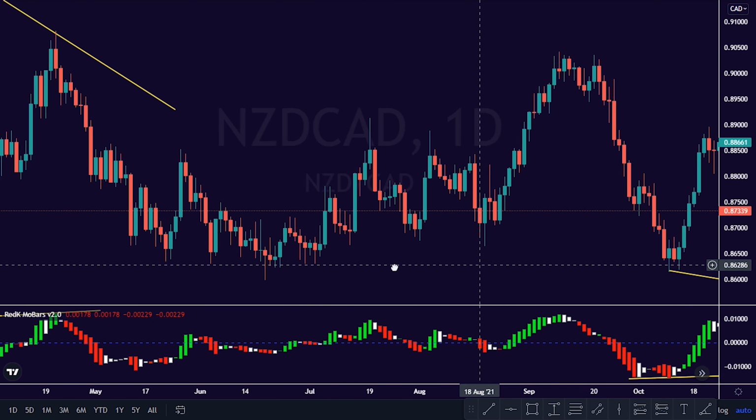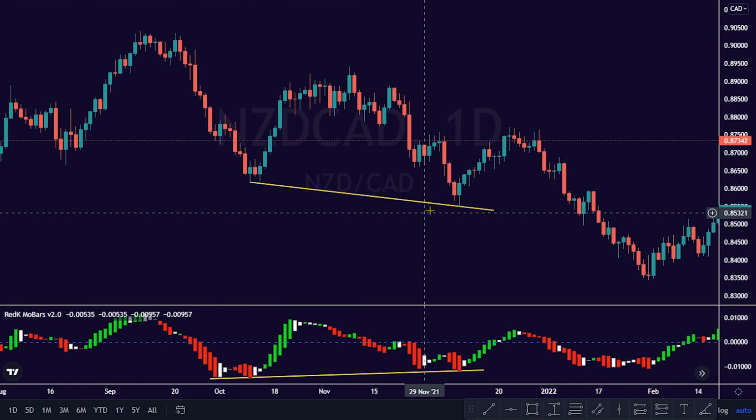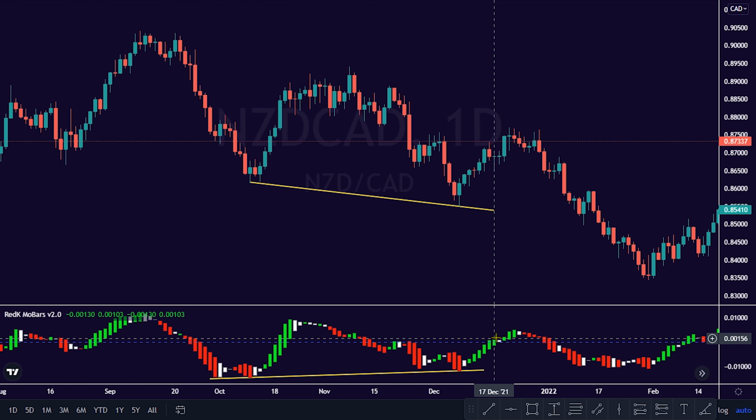In order to have a high winning probability with the RedK Mo Bars indicator, make sure you implement it to trade in a liquid market.